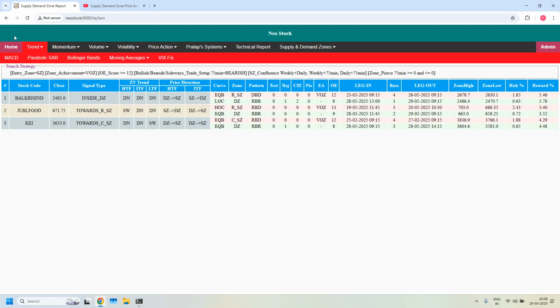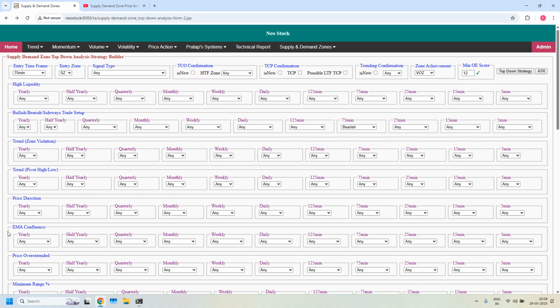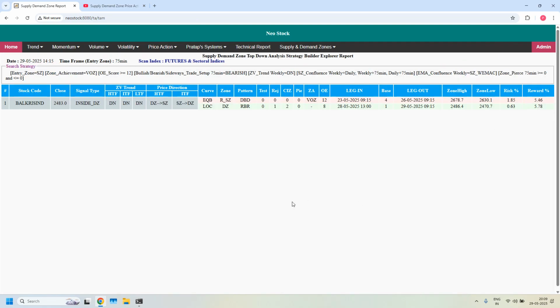Let's verify if any of them are overlapped with EMA. At weekly time frame, I am checking whether the weekly supply zone has weekly EMA confluence or not. At the same time, the trend on the weekly should not be sideways. It should be downtrend because it is a bearish trade setup. Let's filter. One stock is filtered. That way, this 75-minute supply zone might have a higher probability of success, provided lesson 20 concepts are satisfied. Otherwise, the zone might be violated.